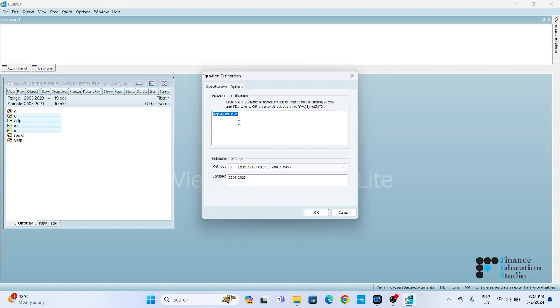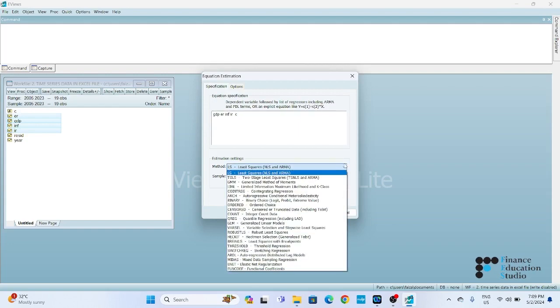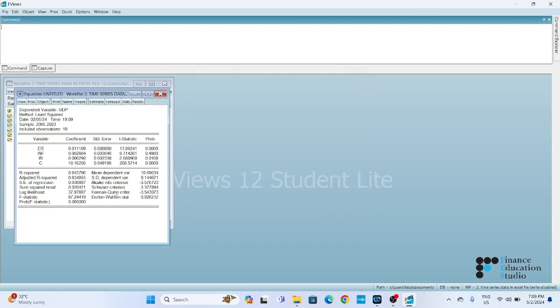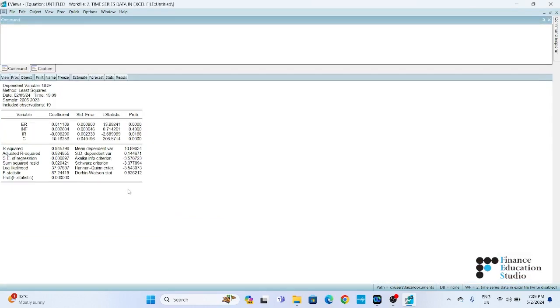Now let's run simple OLS regression. You can see here in the method section, numerous methods are available for running regression analysis. But we need to run OLS regression. Click on the least square method and our sample is from 2005 to 2023. Now click OK. You will get the output or result for the OLS regression.